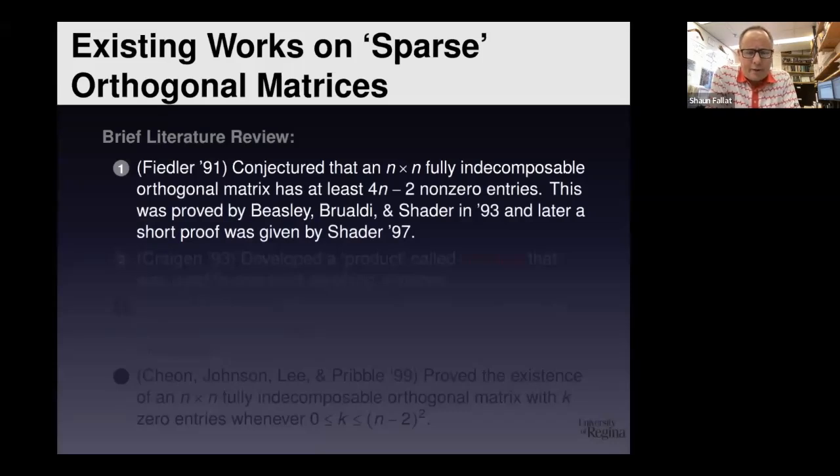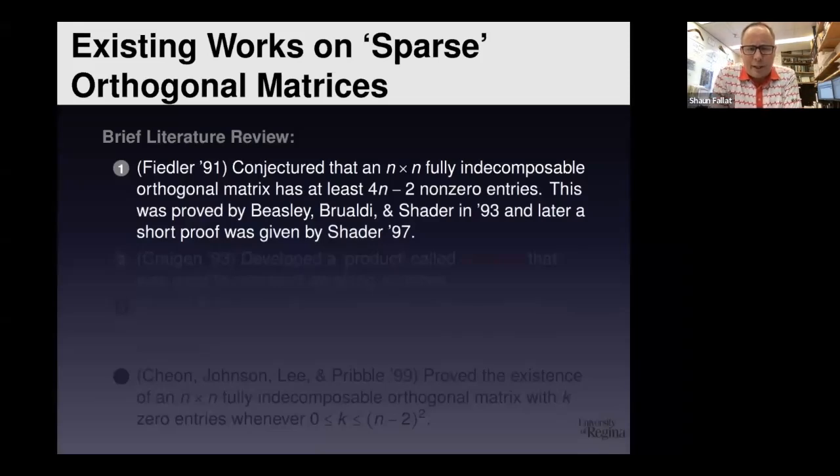Fiedler, a lot of things start with Fiedler, I suppose, in basic combinatorial matrix theory. Fiedler conjectured that if you take a square, fully indecomposable orthogonal matrix, it has to have at least 4n minus 2 non-zero entries. So this is a lower bound on the number of possible non-zero entries associated with an orthogonal matrix. Its symmetry is not imposed here. It's just a matter of whether entries are zero or not.